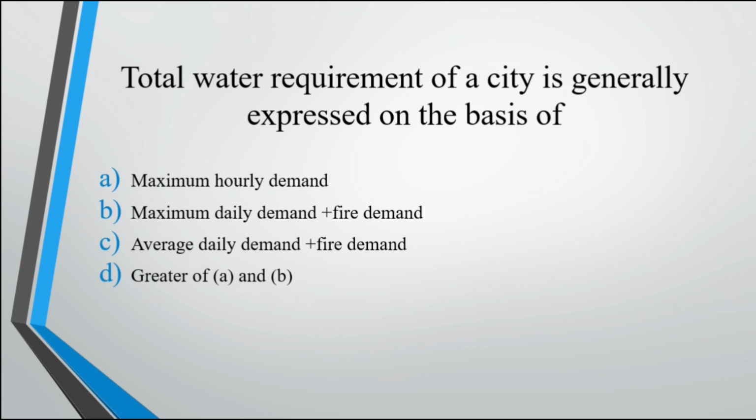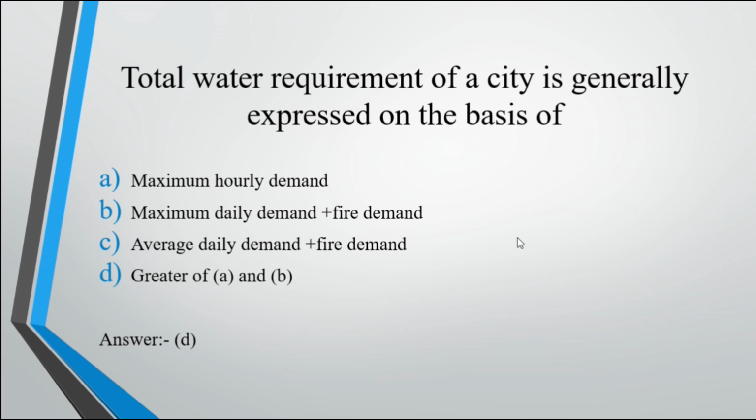So the next question, total water requirement of a city is generally expressed on the basis of option A, maximum hourly demand. Option B, maximum daily demand plus fire demand. Option C, average daily demand plus fire demand. And option D, greater of A and B. So let's check the correct answer. Option D, greater of A and B.